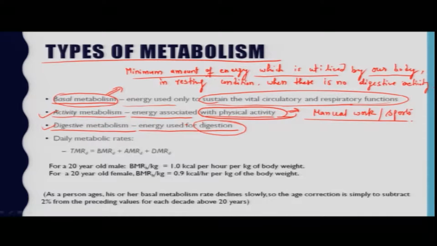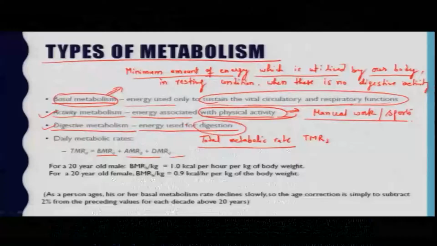If you combine these three metabolisms, as a combination we can define the total metabolic rate, and we express that as TMRD. Since we are talking about the total metabolic rate over the course of a whole day, meaning what activity has been performed in one day and the corresponding energy rate, you put a small d over this TMR. So the TMRD is known as total daily metabolic rate.